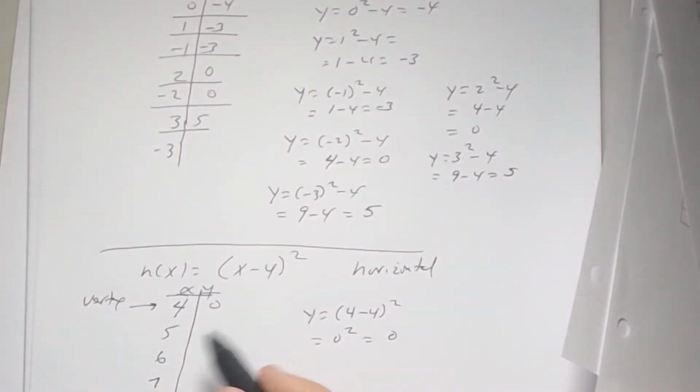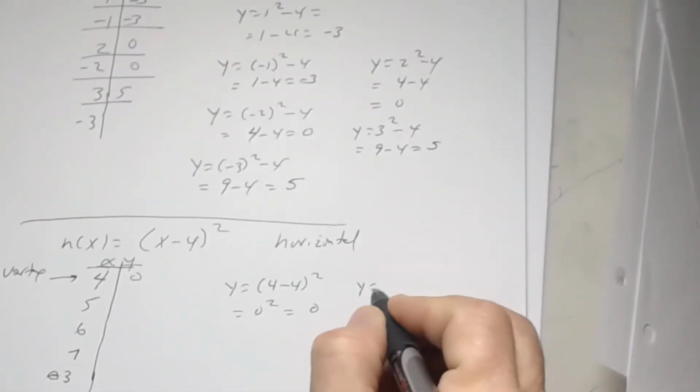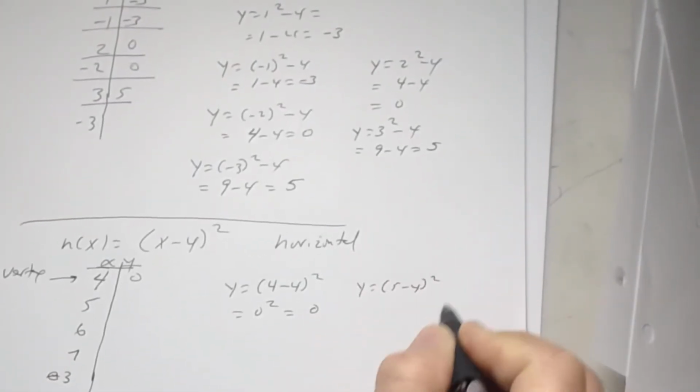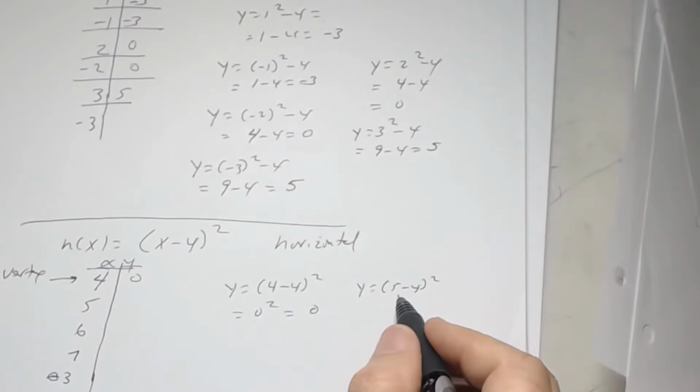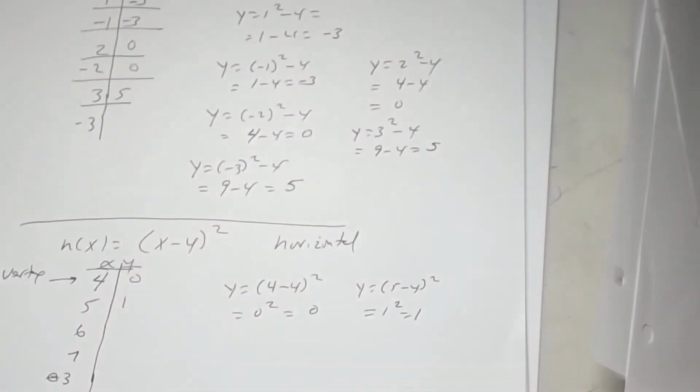Okay, so watch how simple this is now. When x is 5, I get this. y equals 5 minus 4 squared. What's 5 minus 4? 1. And what's 1 squared? 1. So I plot the point 5, 1.